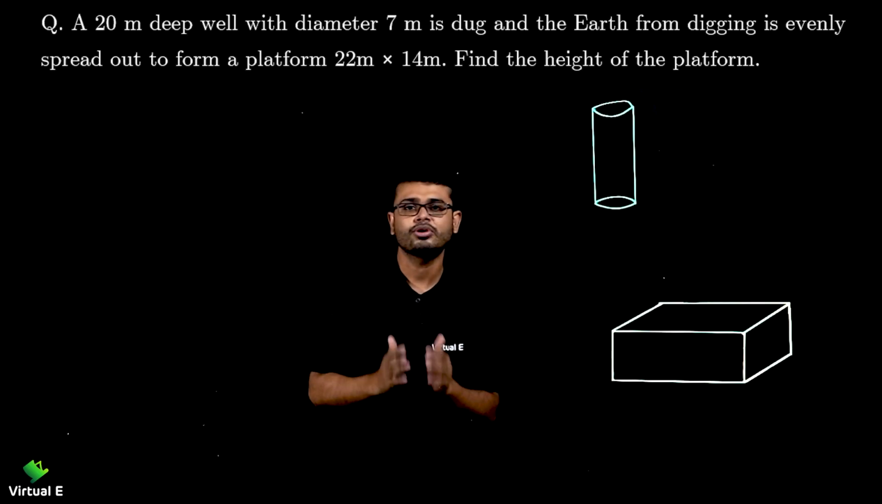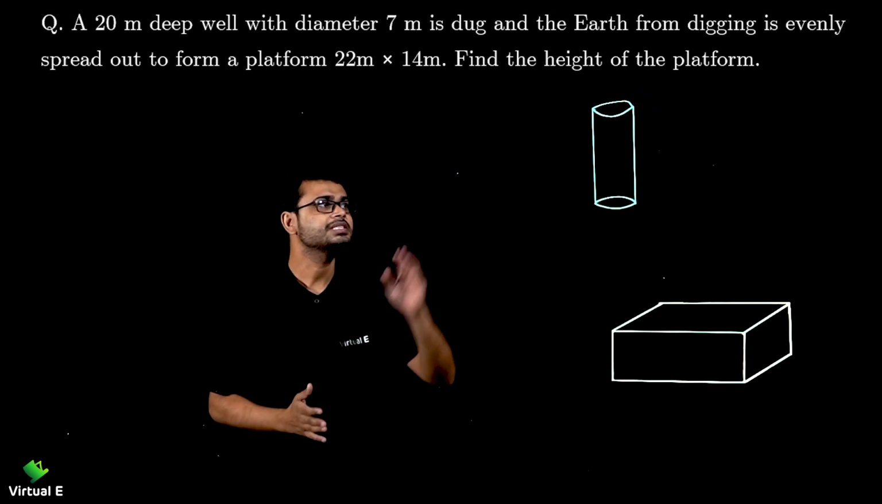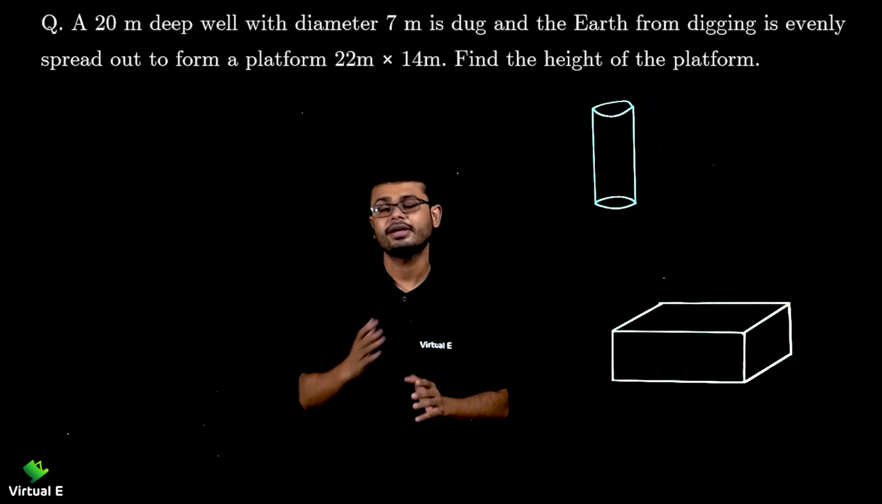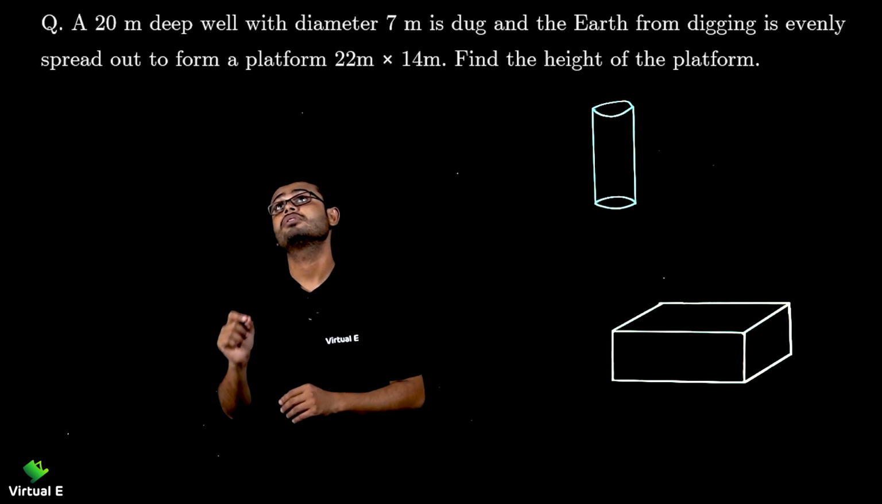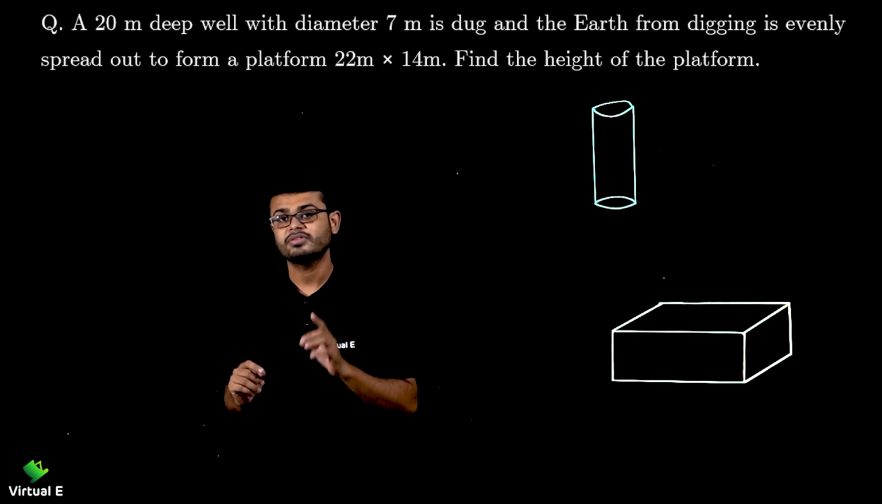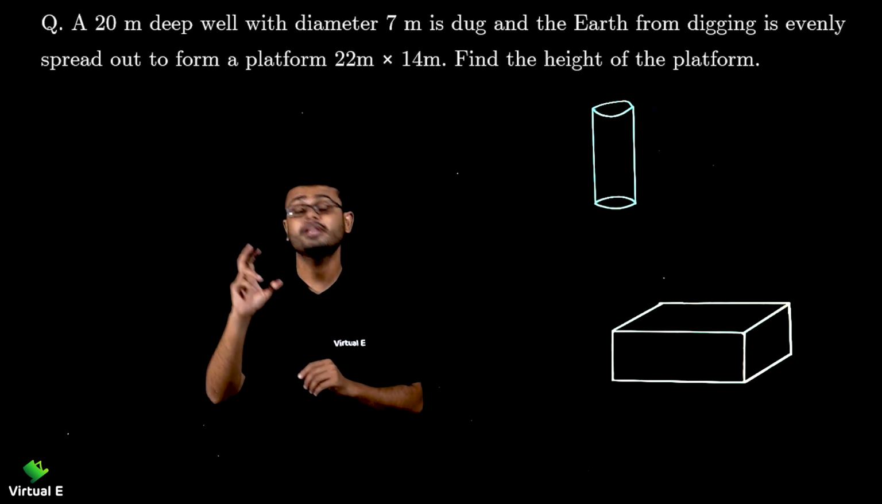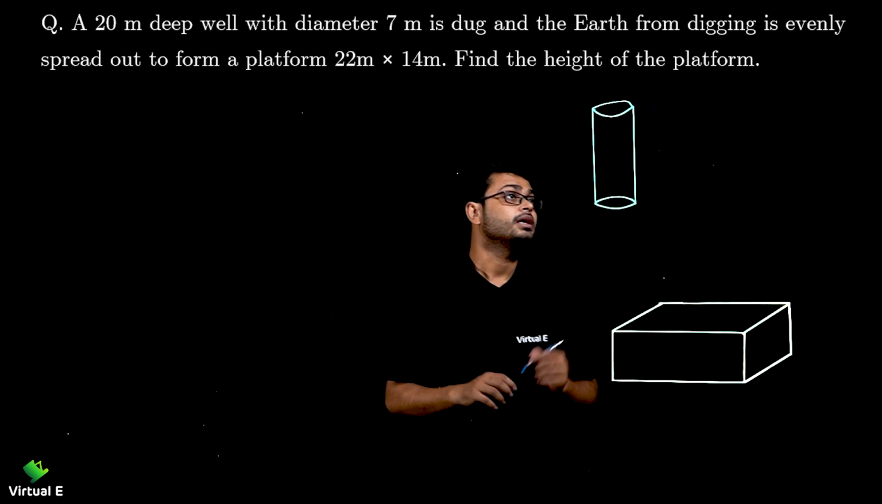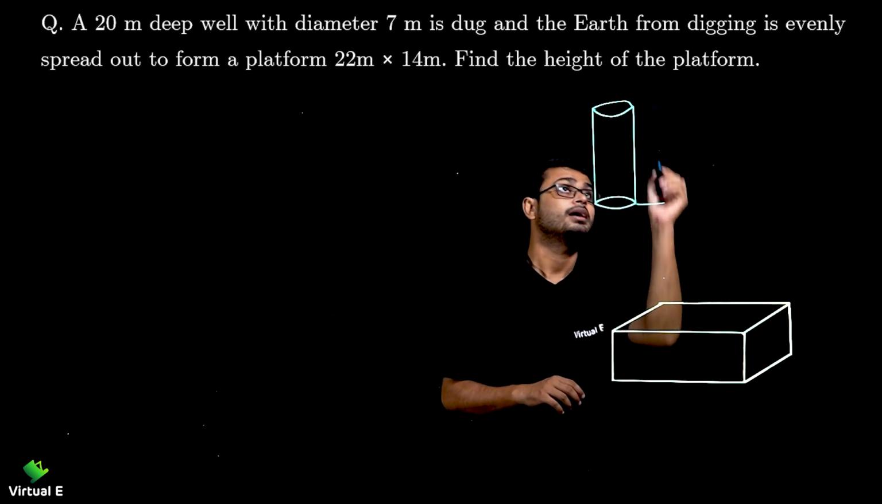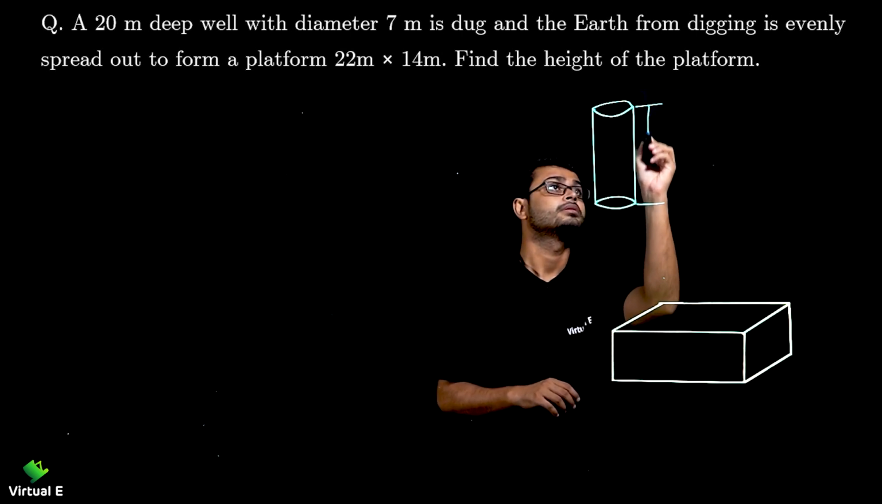Let's discuss one more conversion sum. This is between cylinder and cuboid, right? Let's read the question. A 20-meter deep well. Okay, so the well is in the shape of a cylinder. Remember, 20-meter deep, so its height is given. So let's take the height of the well as 20 meter.